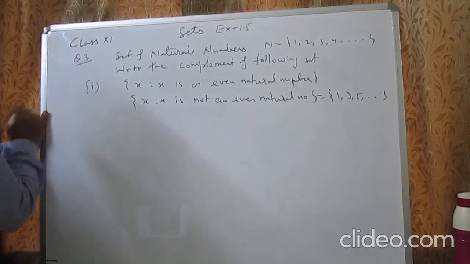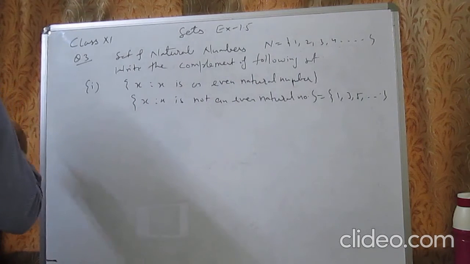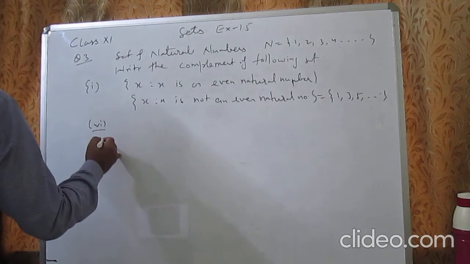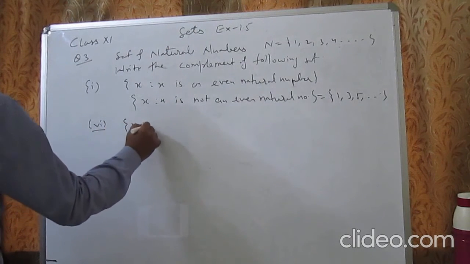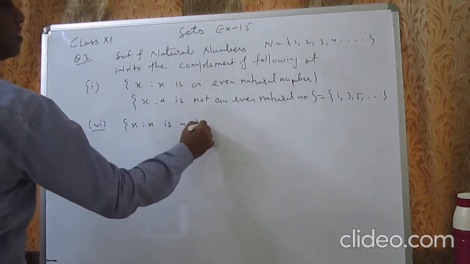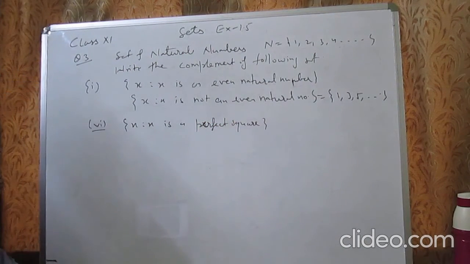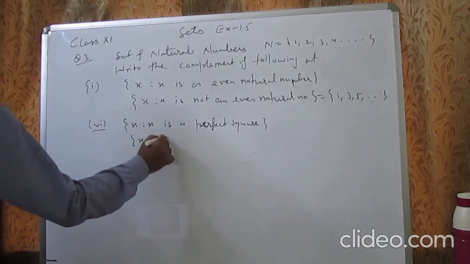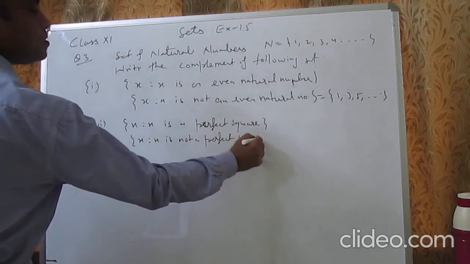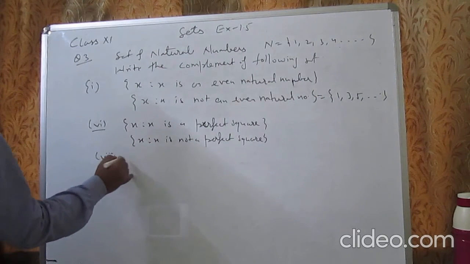Okay. Now I will take sixth part. See here, x such that x is a perfect square. What is the complement? x such that x is not a perfect square.